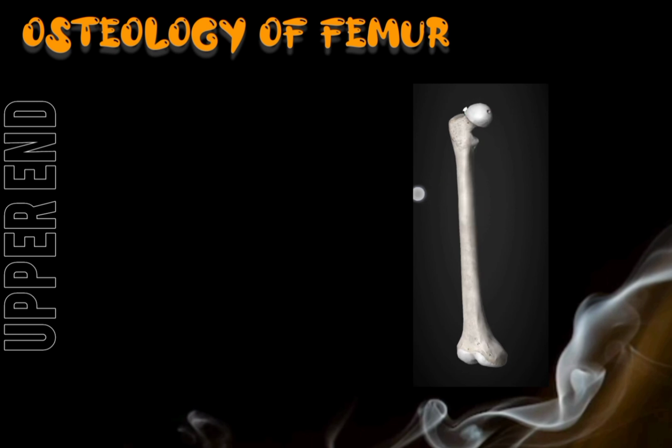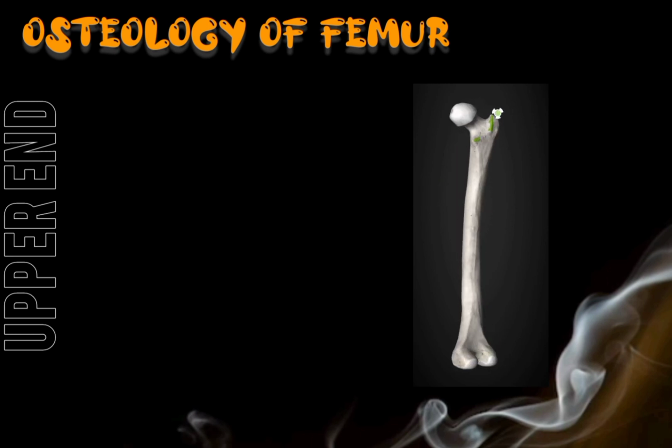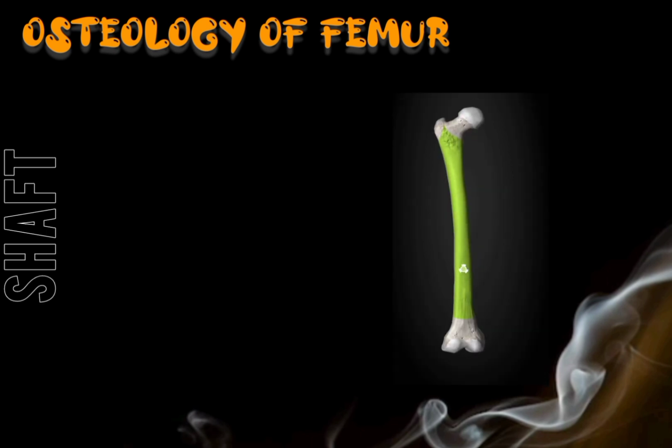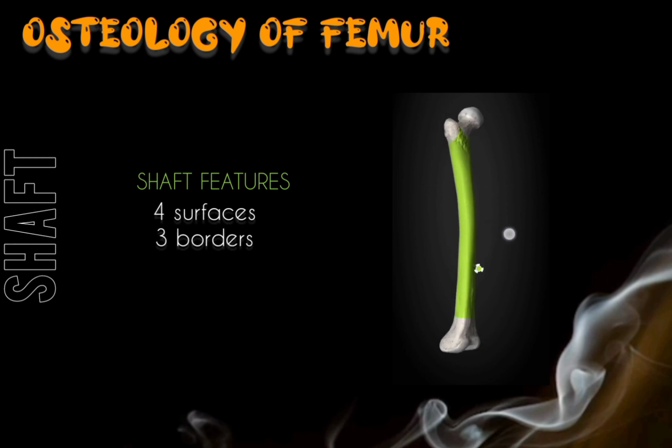Now moving toward the shaft of the femur. This green area marked over here is the shaft of the femur. In order to study the shaft well, we divide the shaft into three portions: the upper one third, the middle one third and the lower one third. There are basically four surfaces on the shaft of the femur bone and three borders. So what are these three borders?